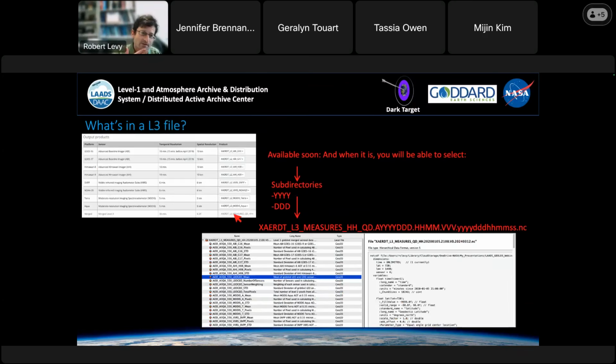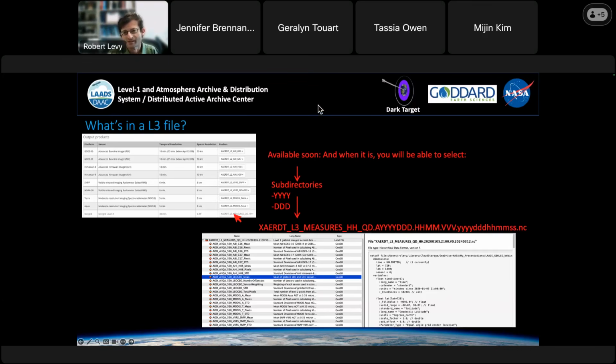And then here's what a level 3 should look like, although you can see it's grayed out here. When you look at the data center, it's not actually there yet, but soon you'll be able to select things like, again, the same thing, by the year, by the day, and you'll get data that looks much like this with half hour, quarter degree, and the same thing, the year, month of the data acquisition, as well as the year, month, day of when it was produced. And they're all in NetCDF file format.